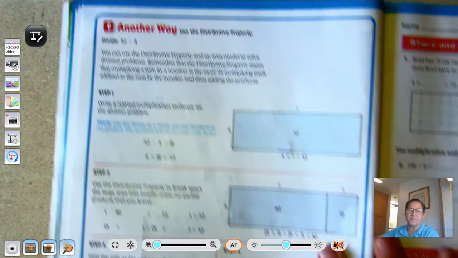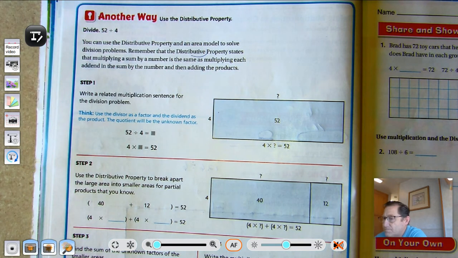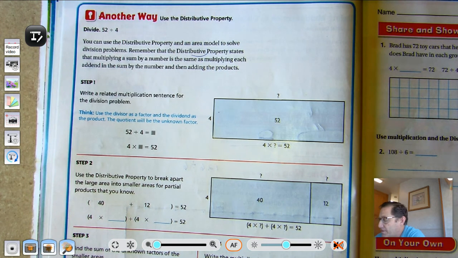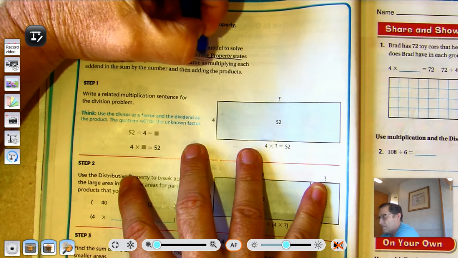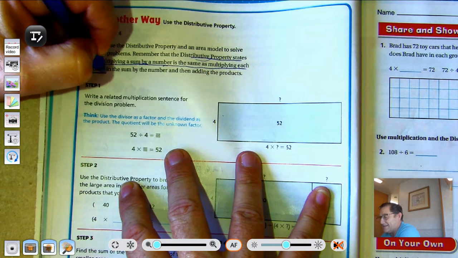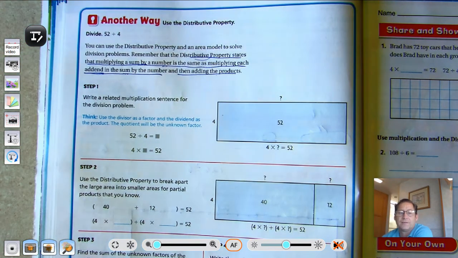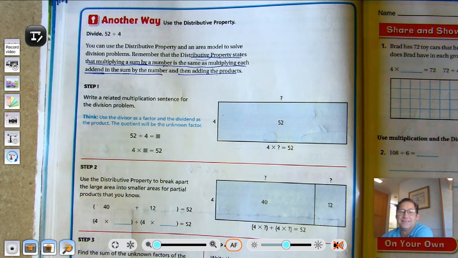Another way is to use the distributive property. So divide 52 by 4. Okay, you can use the distributive property and an area model to solve division problems. Remember that the distributive property states that multiplying a sum by a number is the same as multiplying each addend in the sum by the number and then adding the products.